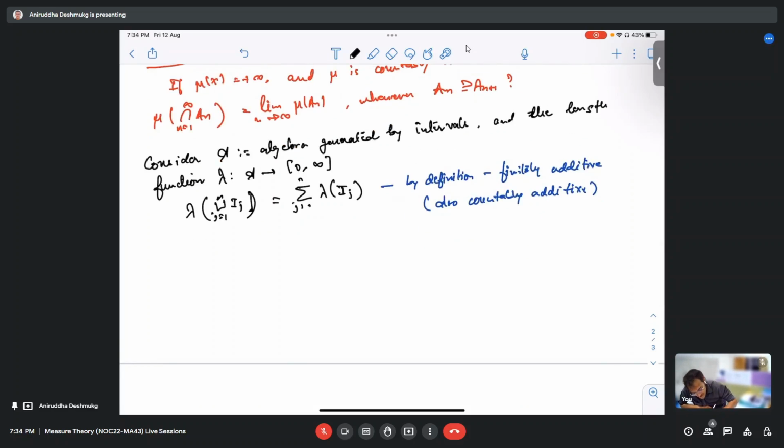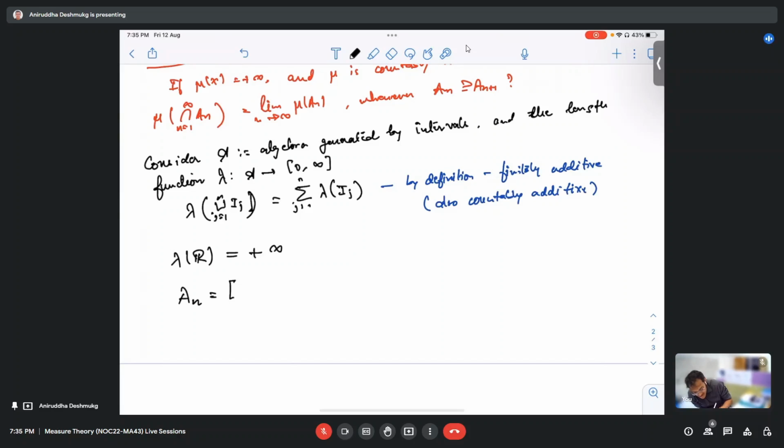Now, with this thing, what is the length of the whole real line? Can one of you tell me? Zero. No, the length of the whole real line. How will it be 0? See, the length is plus infinity. Infinite, right? Yes, correct.